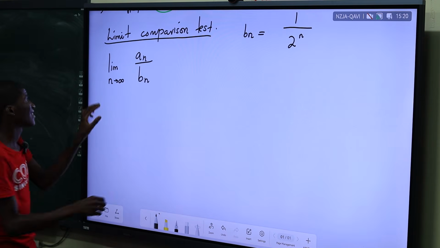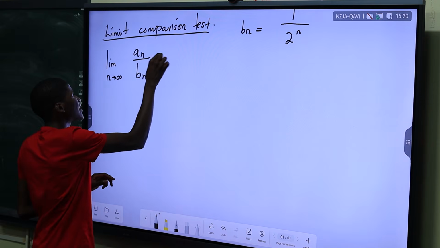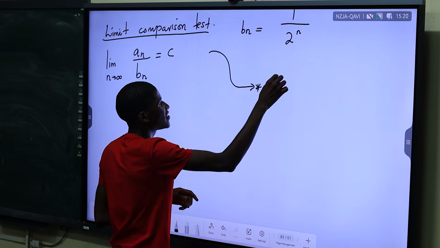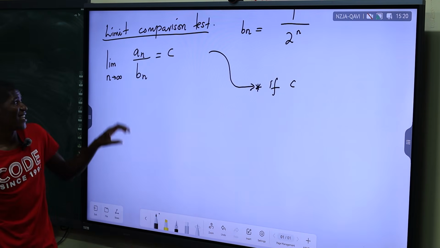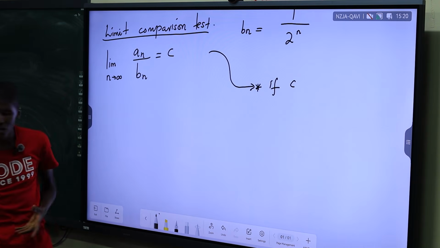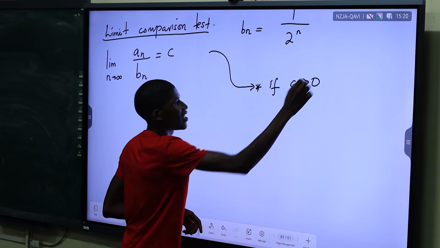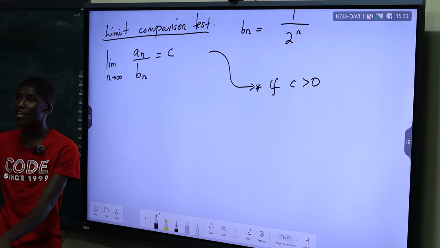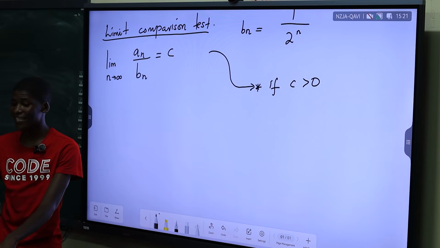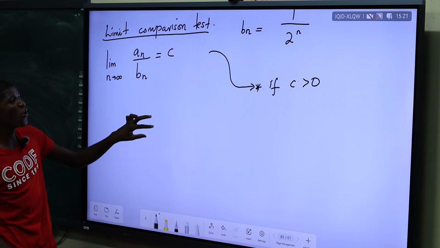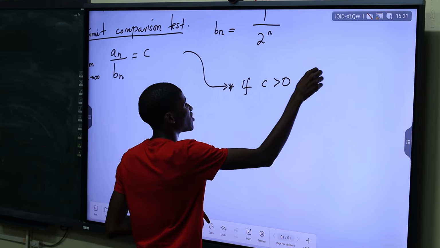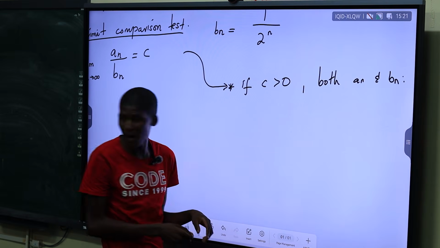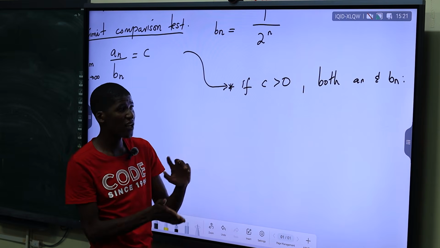Let's give the limit value as c. If the limit c of an over bn is a finite value greater than 0, not infinity, a number that is greater than 0, then you say both of them converge. So both an and bn will be series such that they all converge or they all diverge.